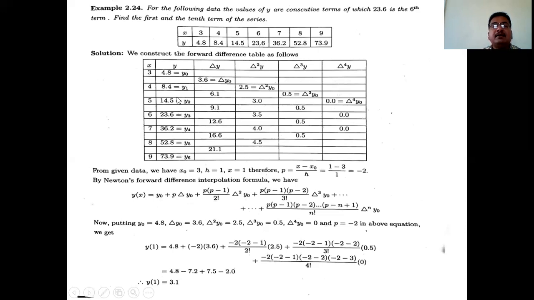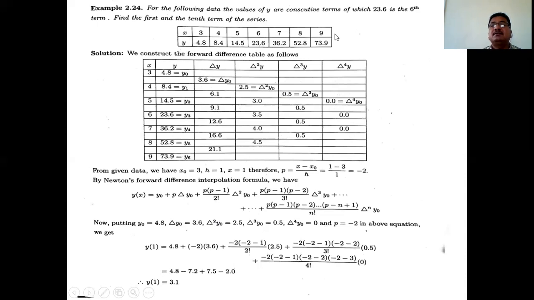So what is f of a? f of a is 4.8. So right here, 4.8. Then what is u? u is minus 2. Then what is delta f of a? This is delta f of a. So these terms are, this is delta square f of a, delta cube f of a. So substitute all these values and we get this answer, 3.1. So this is the first term, that is the value of y or f(x) corresponding to 1. What is the answer? 3.1, f of 1. That is the value of y or f of x corresponding to 1.